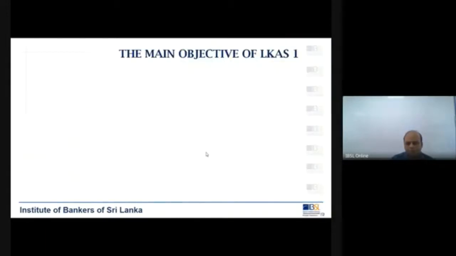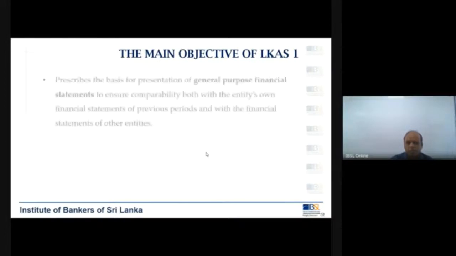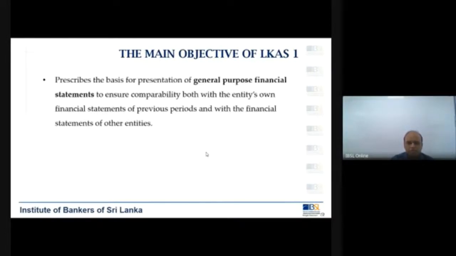Starting off, let's look at the main objectives of LKS 1. It prescribes the basis for presentation of general purpose financial statements to ensure comparability both with the entity's own financial statements of previous periods and with the financial statements of other entities. So the objective of LKS 1 is mainly to look after the general purpose financial statements, which means that not everybody will have access to financial statements.